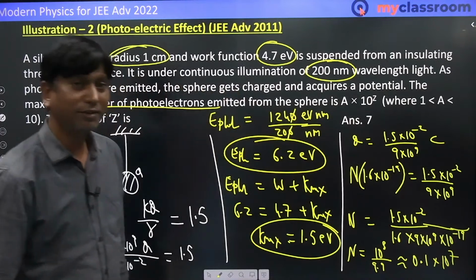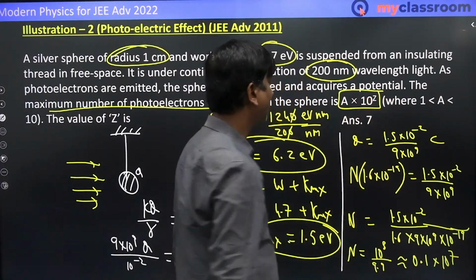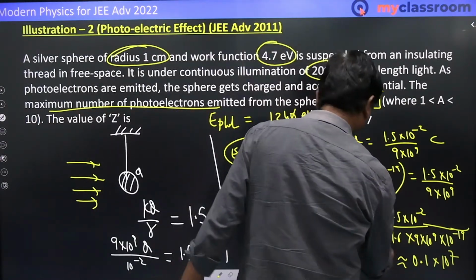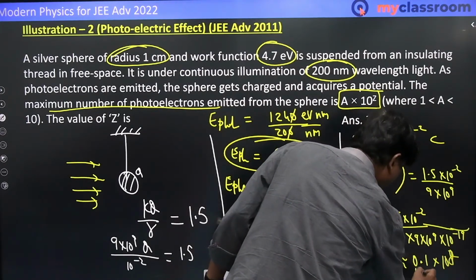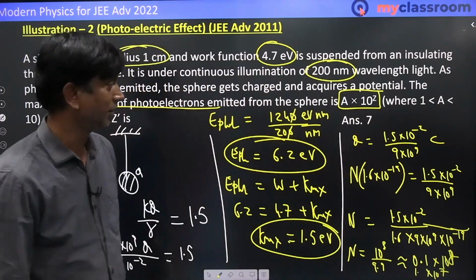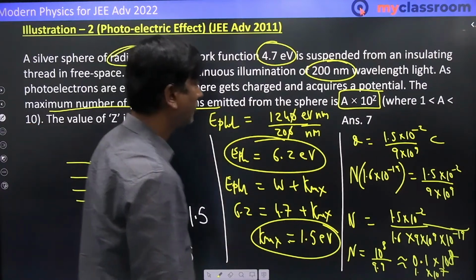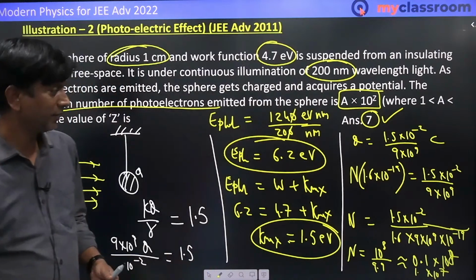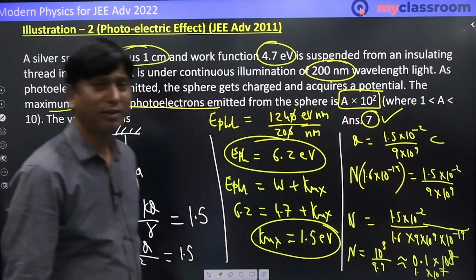Check all these calculations, and clearly they have given a into 10 power z, and a is a number which is running from 1 to 10. So 0.1 into 10 power 8 you will get, so 1 point something into 10 power 7 you will get. Because a is a number from 1 to 10, the answer is 1 point something into 10 power 7. So the calculation part, properly make it.